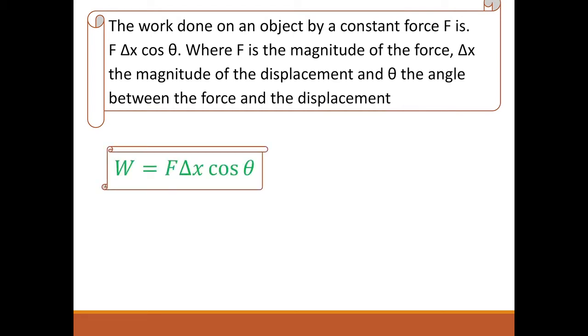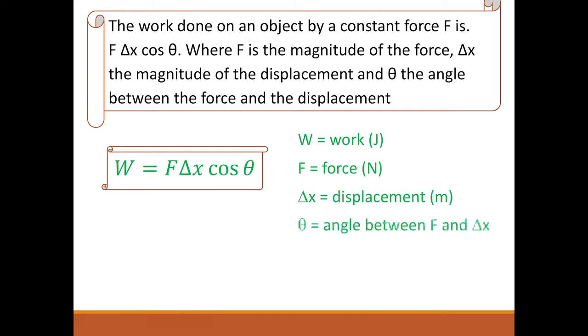That gets us to our equation, where W equals F delta x cos theta. W is work, which is measured in joules. F is force, measured in newtons. And delta x is displacement, measured in meters. Those are all important. And theta is the angle between F and delta x.